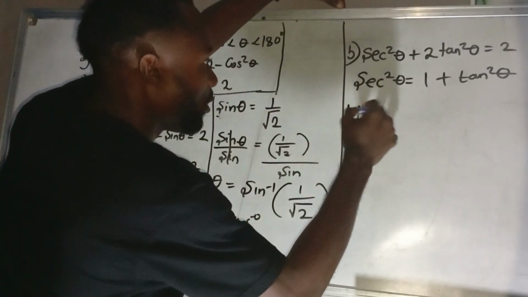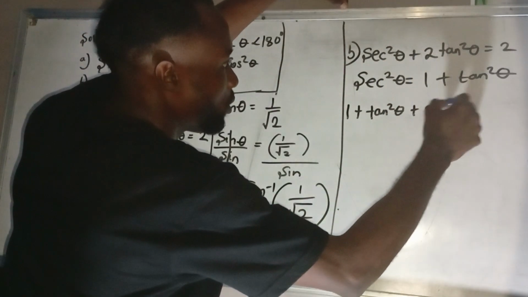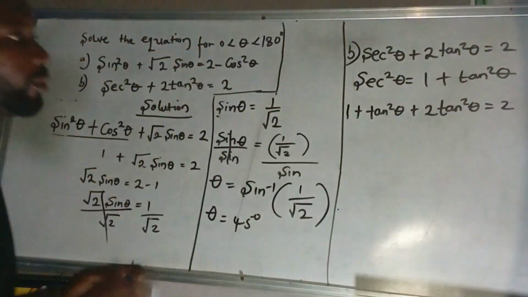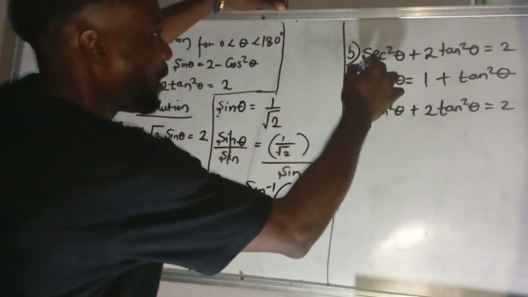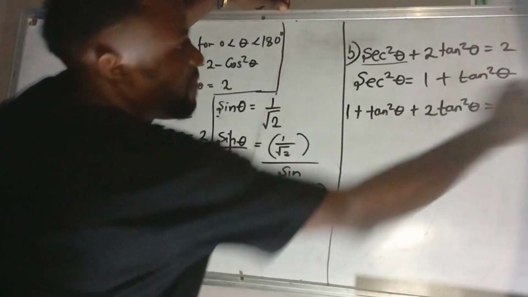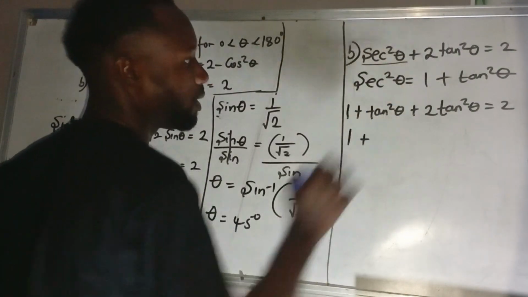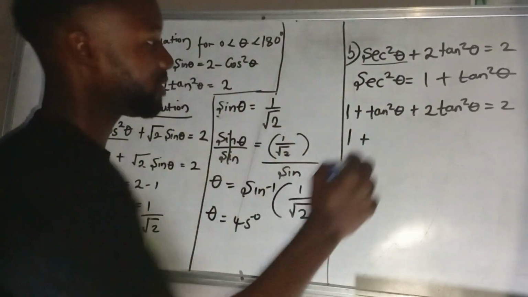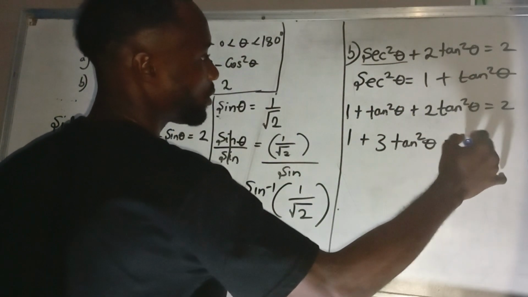So 1 plus tan square theta plus 2 tan square theta is equal to 2. Rush down and check. This one is equal to this. So instead of me writing this guy that is here, I'm writing everything here. Rush down and check my video. So remember that this is just like saying 1 plus 2. So 1 plus 2 gives us 3 tan square theta is equal to 2.